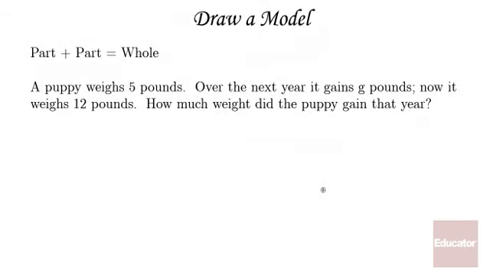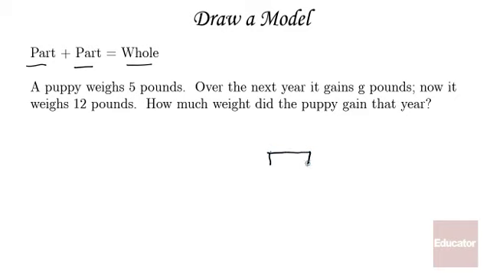Let's try drawing a model. Sometimes that might help you understand how to set up your equation if you're writing a word problem. And the idea for the model is that a part plus a part will give you the whole. Let's look at this example and draw a model for it. A puppy weighs 5 pounds. Over the next year, it gains g pounds. Now it weighs 12 pounds. How much weight did the puppy gain that year?